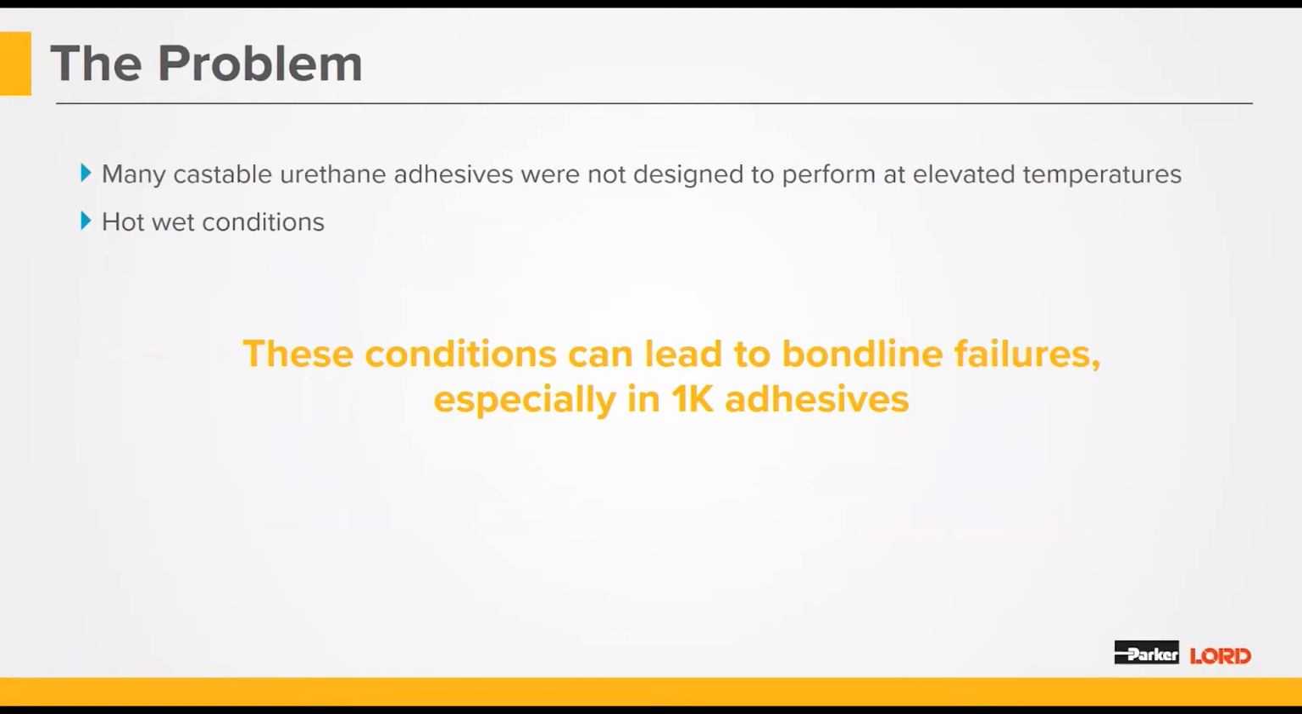Many castable urethane adhesives were not designed to perform at elevated temperatures or in hot, wet conditions. You simply don't develop an adhesive to meet the disadvantages of an elastomer. But since then, manufacturers are making better elastomers, and now it's time for the adhesives to catch up. And so that's why we're developing these new adhesives, Chemlok 701 and 701-702.